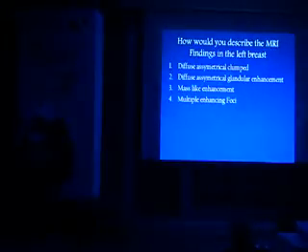So, the question is, how would you describe the MRI finding in the left breast? Would you go for just description? This is diffuse asymmetrical and clumped enhancement, diffuse asymmetrical glandular enhancement, mass enhancement, or multiple enhancing foci.